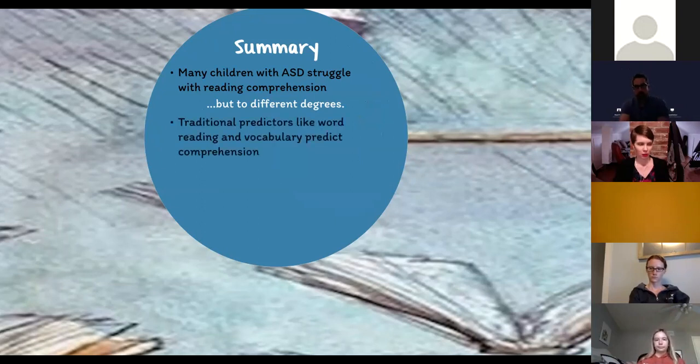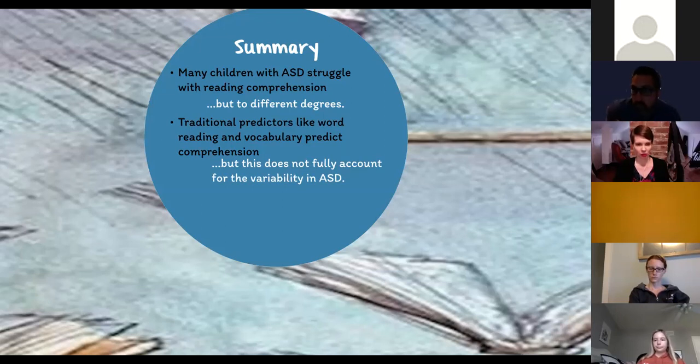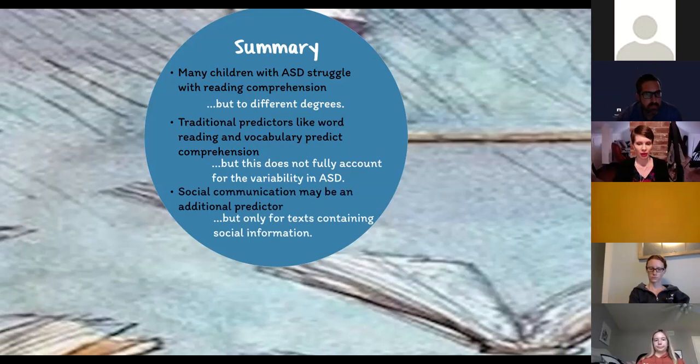Traditional predictors like word reading and vocabulary predict comprehension in children with ASD, but this doesn't fully account for the variability in ASD, and it doesn't fully account for why so many children with autism are having such difficulties with reading comprehension. So social communication may be an additional predictor, but I argue that this would only be for text containing social information, and that we need to be careful and be specific about that as we explore this predictor further.